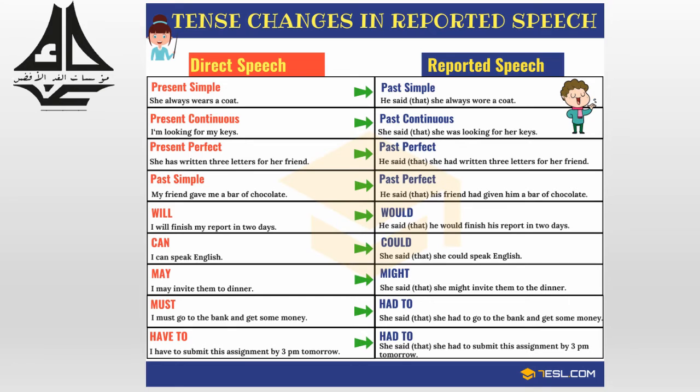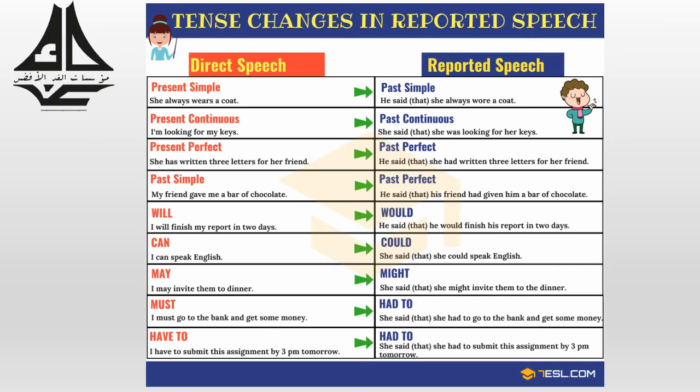Whatever is present is changed to past. So for instance, the simple present tense is changed to the simple past tense. For example, she always wears a coat. This is changed to he said that she always wore a coat. Notice how the word that is placed in brackets, which means that it's not necessary to be included.